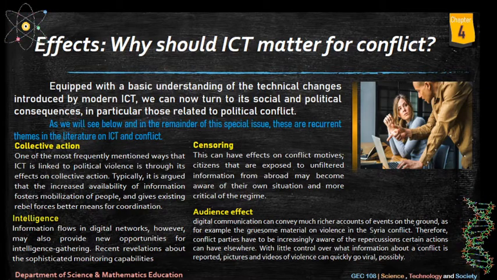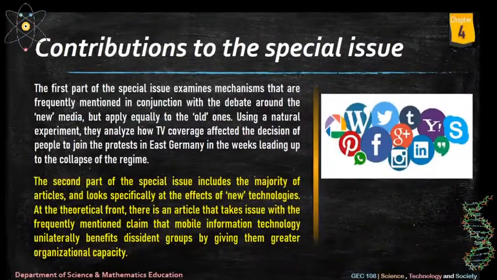Audience effect. Digital communication can convey much richer accounts of events on the ground, as for example the gruesome material on violence in the Syria conflict. Therefore, conflict parties have to be increasingly aware of the repercussions certain actions can have elsewhere. With little control over what information about a conflict is reported, pictures and videos of violence can quickly go viral, possibly. Contributions to the special issue.